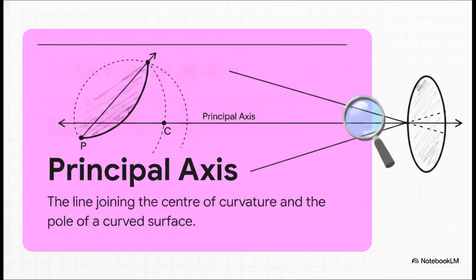So let's nail down our key landmarks. We've got the pole, marked as P, which is the exact center of our curved surface. Then there's the center of curvature, or C, which is the center of that giant imaginary sphere we just talked about. And finally, the principal axis. This is just the straight line connecting P and C. Honestly, think of the principal axis as our main highway. It gives us a solid, reliable reference line for measuring absolutely everything we do from here on out.